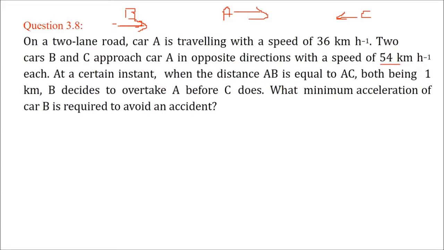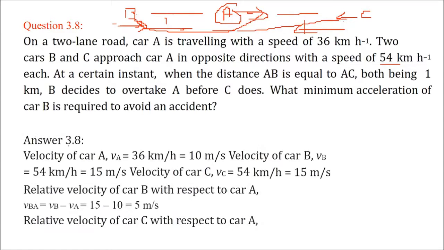At a certain instance, when the distance AB and AC are equal, that means this distance is equal to this distance, both being 1 kilometer. So this is also 1 kilometer, this is also 1 kilometer. B wants to decide that, okay, I want to overtake A before C does, because they are coming in the opposite direction. So B has to attain certain speed or acceleration, so that there is no collision. So B has to surpass this before C reaches here.